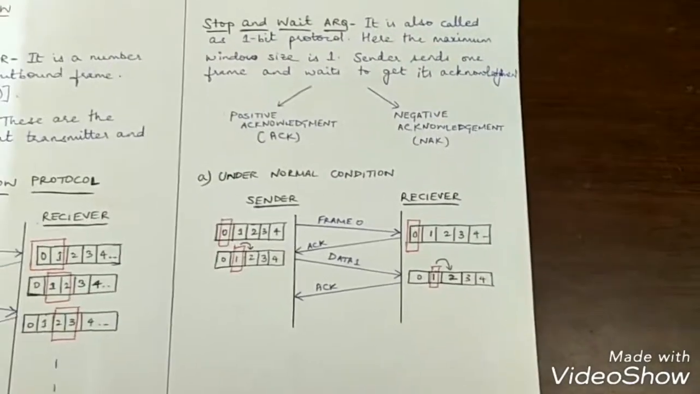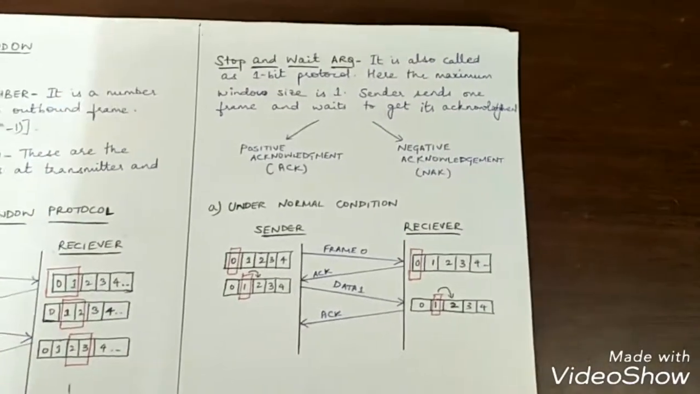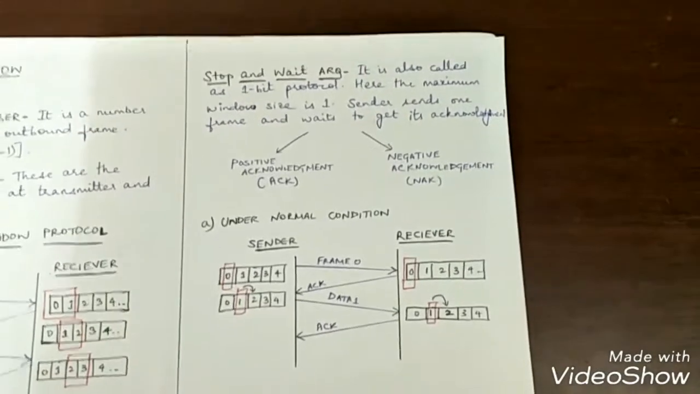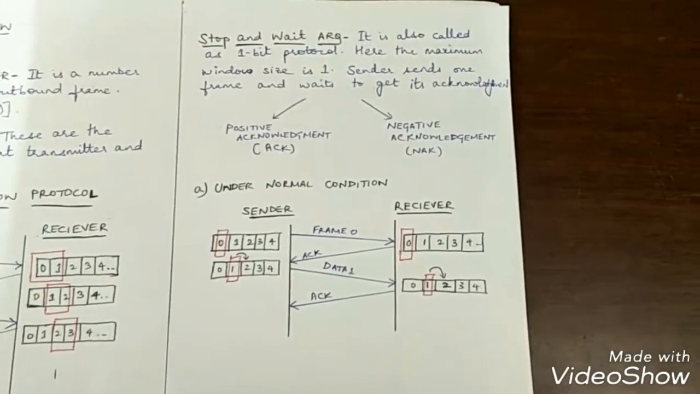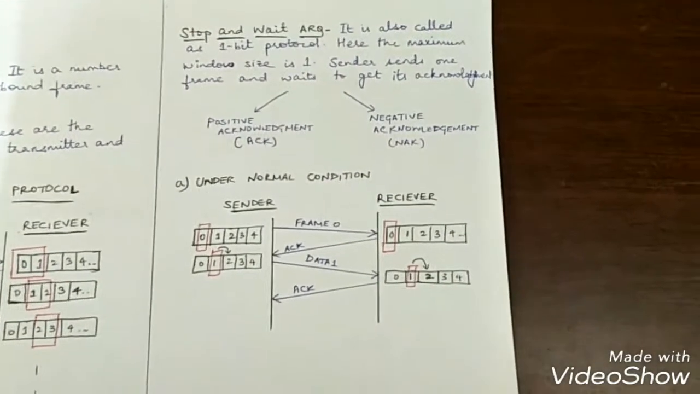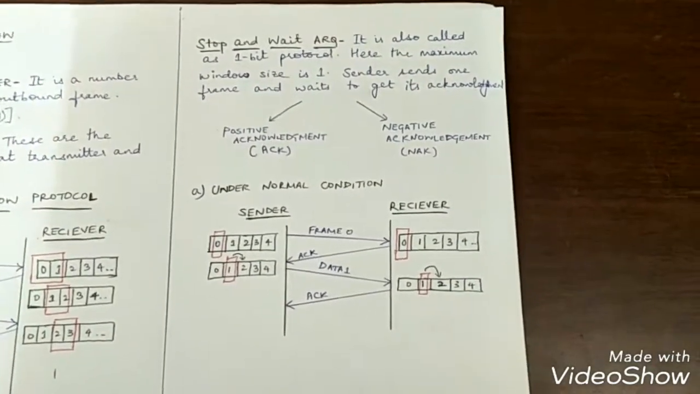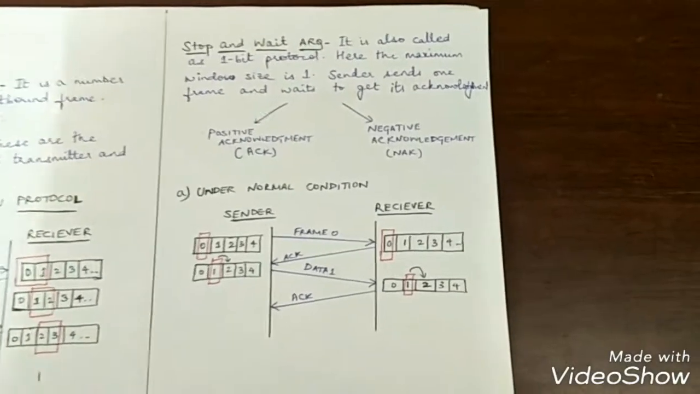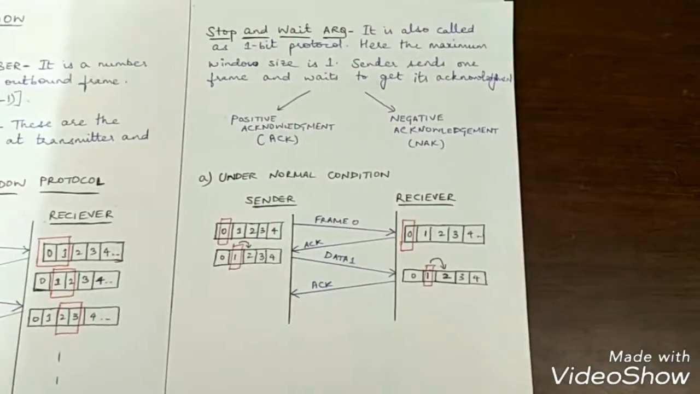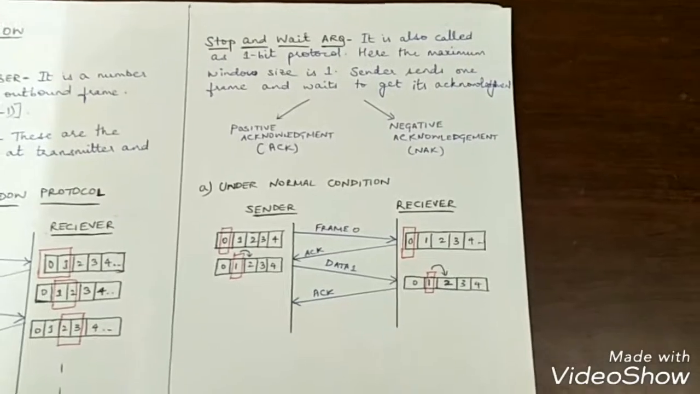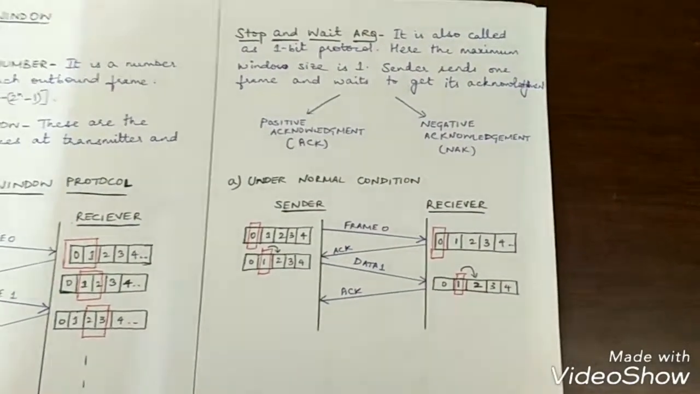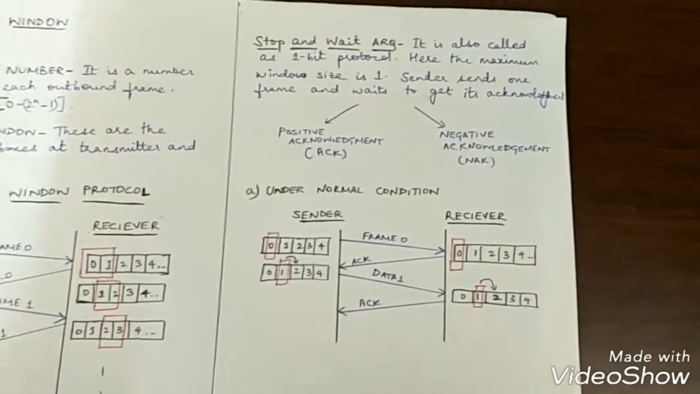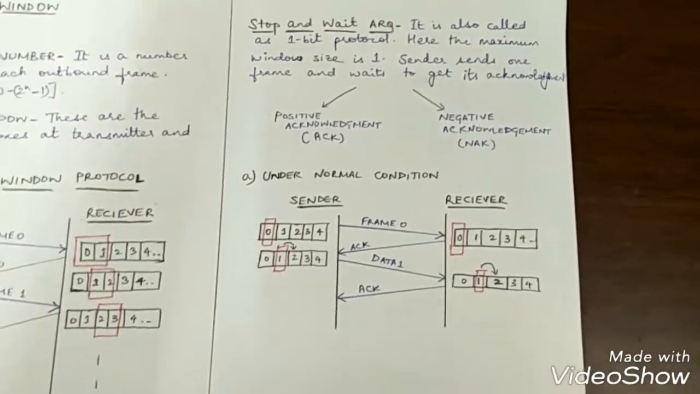In this process, sender sends 1 frame and waits to get its acknowledgement. If positive acknowledgement is received, then the next frame is transmitted. And if the negative acknowledgement is received, the same frame will be retransmitted. So there are two conditions: positive acknowledgement and negative acknowledgement. Now how it works under normal conditions.